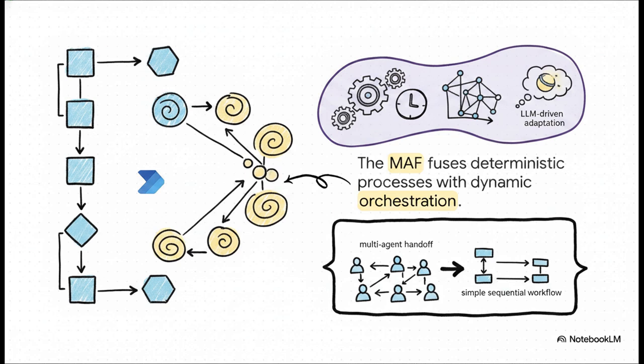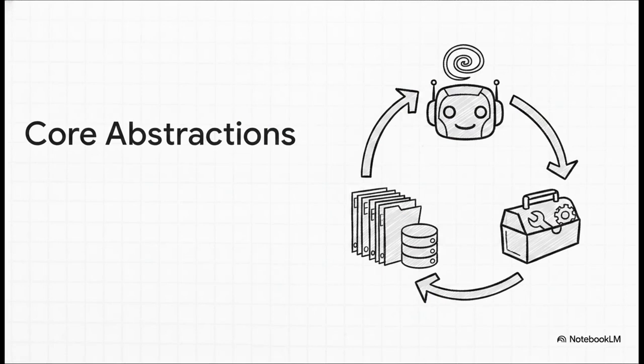Notice how the deterministic processing blocks merge seamlessly into the dynamic, LLM-driven nodes, all within a single runtime environment. It acts as an abstraction layer, separating the direct calls to the large language model from the agentic capabilities. So, whether you are running a complex multi-agent handoff or just a simple sequential workflow, you have one unified structure. At its core, the framework relies on a really simple, consistent programming triad: the agent, the tool, and the memory.